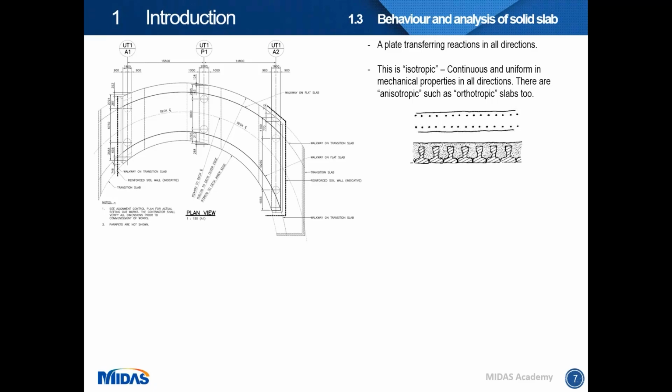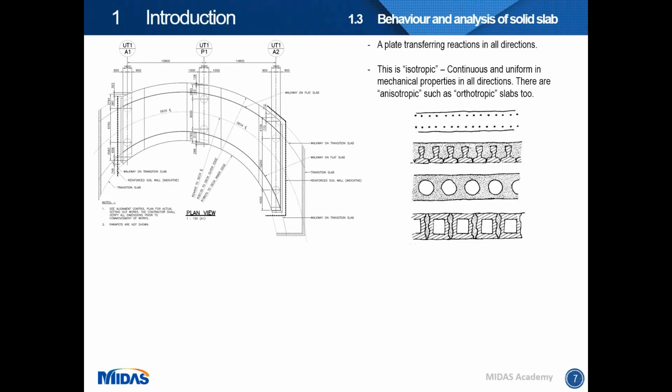There are also anisotropic slabs. The second diagram here is a composite solid slab deck. They are a series of beams arranged next to each other and infilled with in situ concrete. The longitudinal stiffness along the beam axis is much greater than transversely. So we call this an orthotropic slab.